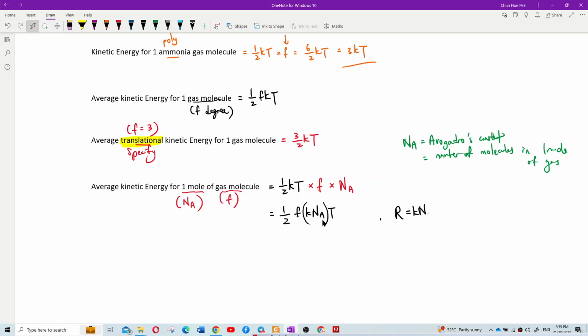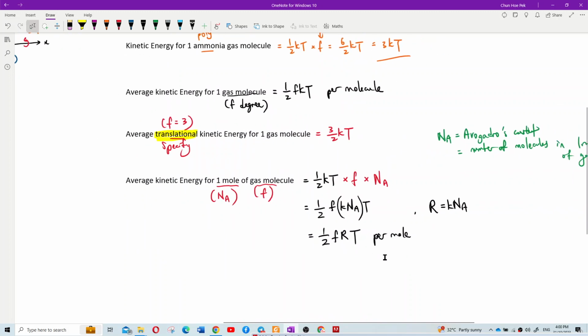R equal to K and A. So the formula becomes what? 1 over 2 F RT. So this is the formula for 1 mole of gas. This is kinetic energy per mole already. If it is 1 over 2 FKT, this is per molecule. If it is 1 over 2 FRT, this one is per mole. Okay. Now continue.